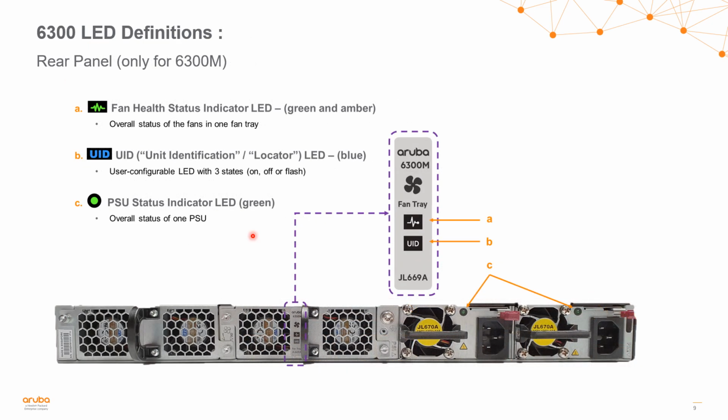Taking a look at the back of the modular 6300, since these are the modular ones, we can see the 2 fan trays and the 2 power supplies that have been installed. We have an indicator showing us the health of these, of course. So we have a fan health status indicator, a power supply unit indicator, and of course a unit identifier also.